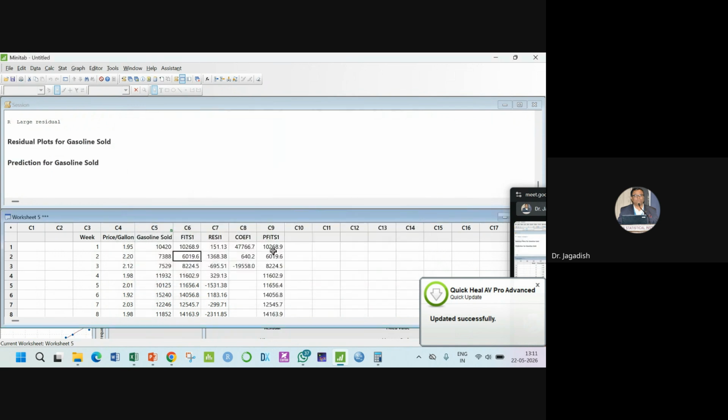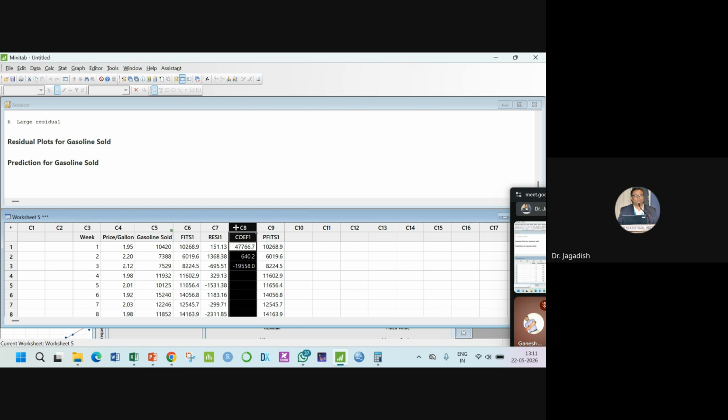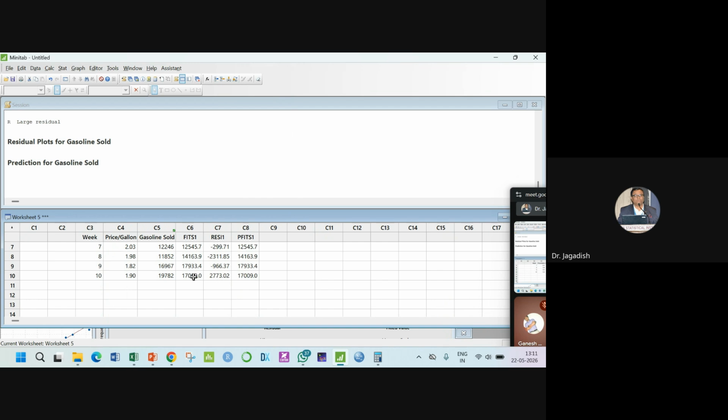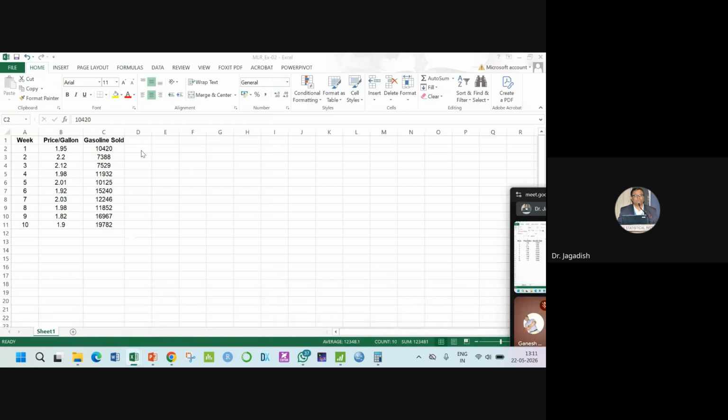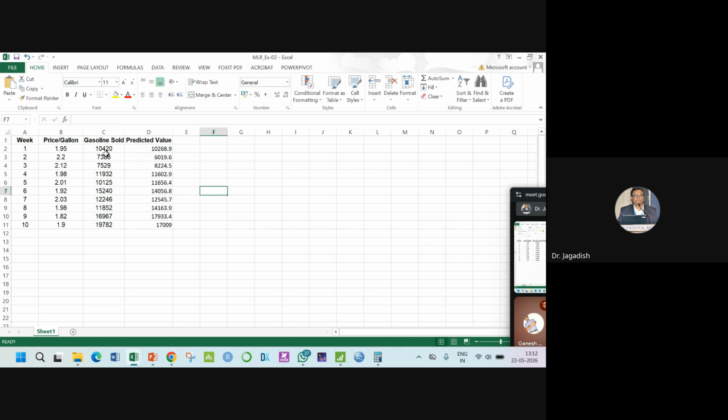Now you can see this is a fitted value. What it is giving as information is that this is your predicted value. I'll paste it here. So this is your predicted value. Predicted value in the sense, this is from the equation, and this is from the experimentation. Now you see the residual.